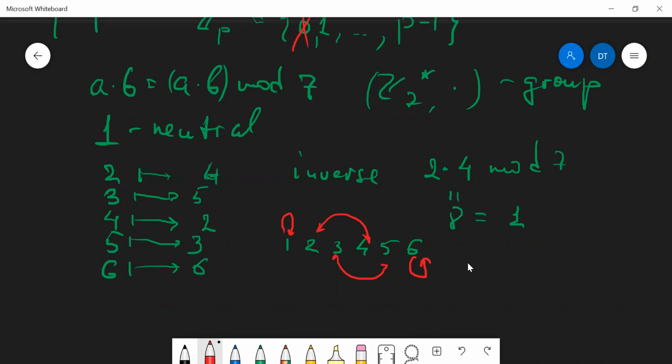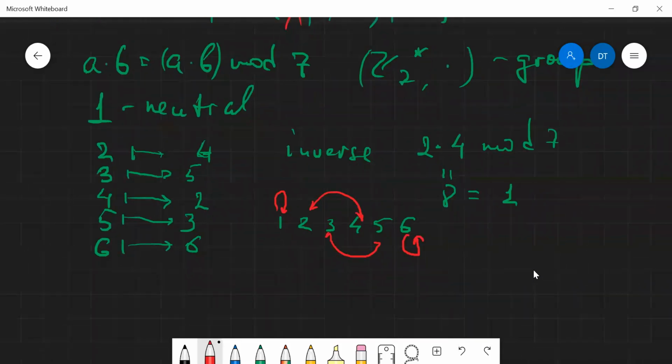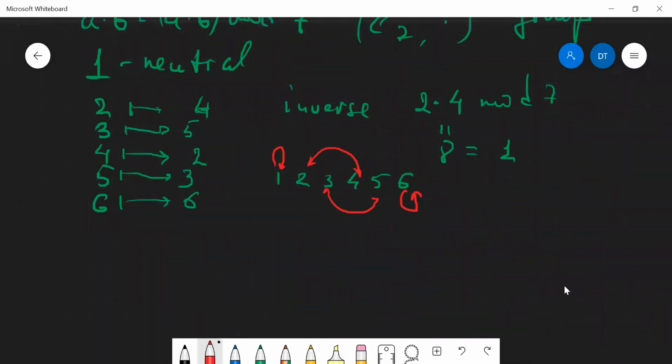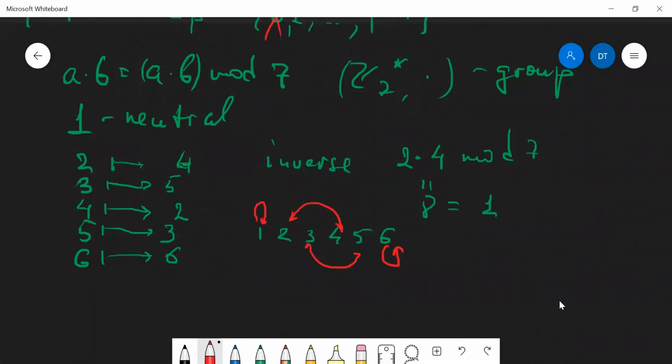Okay, now I see. Yeah, because there is no such thing as 1 plus 6 being 0 in Z7 star, since there is no 0 in Z7 star. If you have any question regarding this example, please ask. If not, I will proceed to the next one.